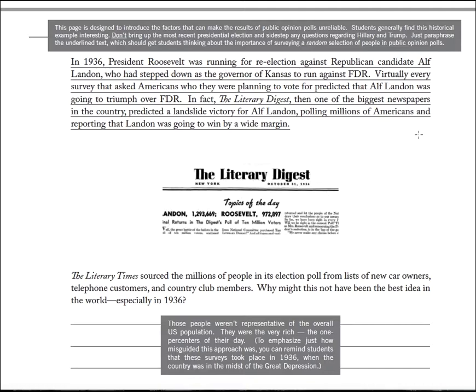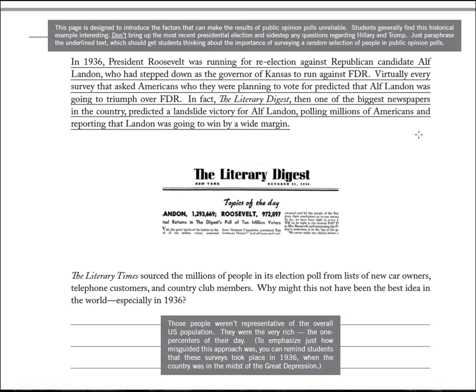Remember, this is 1936. Who can tell me here what was going on in the country during the 1930s? What happened in 1929 and what was going on in the country? You're right, Brian. In 1929 the stock market crashed. It was the Great Depression, right? So the country was mired in poverty, right?